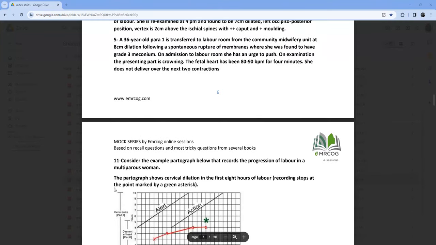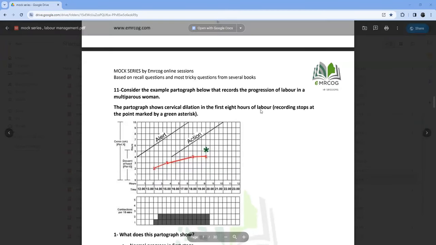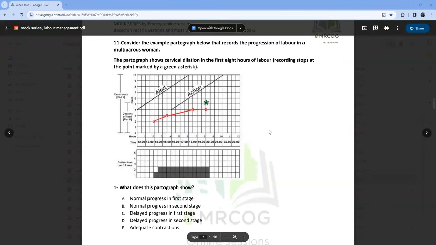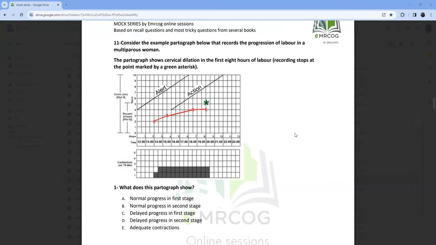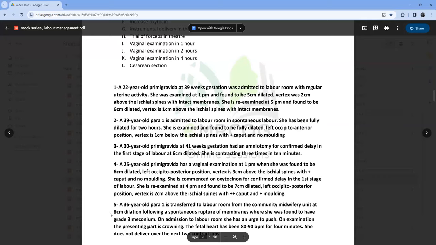Consider the example partogram below that records the progression of labor in a multiparous woman. The partogram shows cervical dilatation in the first 8 hours of labor. So the question here is about the partogram. This is one example of the modified WHO hourly partograph. This is not question 10, this is question 10 point 5. Yeah, I'm sorry, guys.